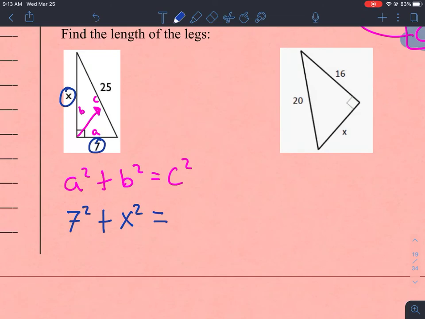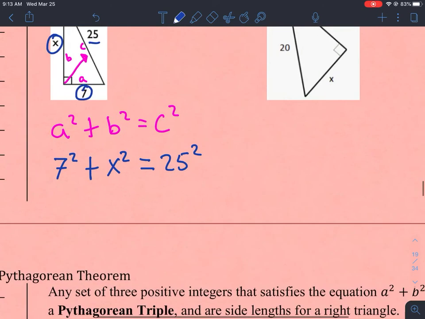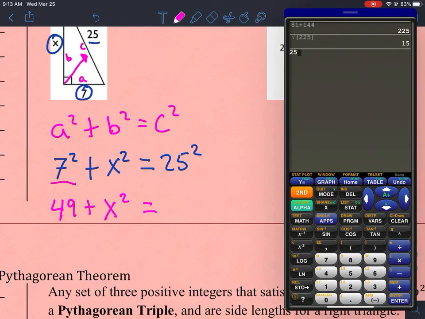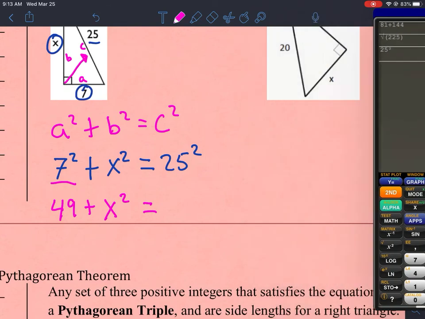Notice we're not looking for the hypotenuse because we already have it. We already know that that's going to be 25 squared. So let's just bring it down and crunch the numbers. I know 7 squared is 49. There's nothing really I can do with an x squared, so we'll just leave that as x squared. 25 squared is going to be 625.